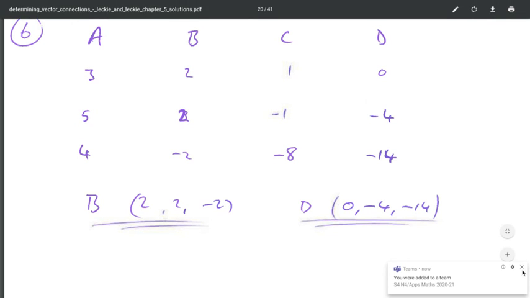Here, A to B is a drop of 3. B to C is a drop of 3, so C to D would also be a drop of 3. And then in the Z direction, we're dropping 6 each time, so we would end up at -14 there. So the coordinates, remember guys, if you're writing a coordinate, it has to be written horizontally. D would be (0, -4, -14).